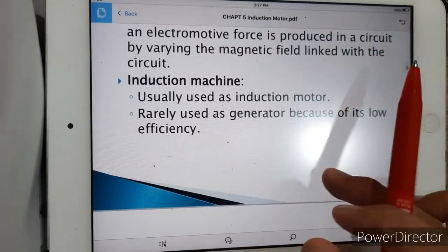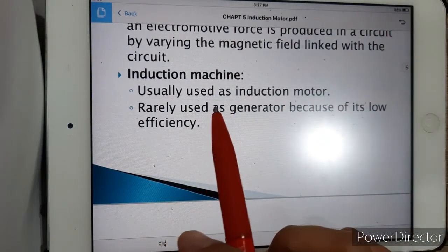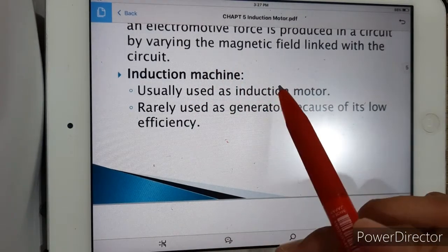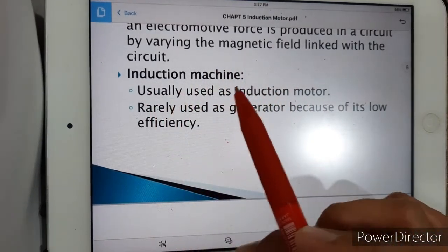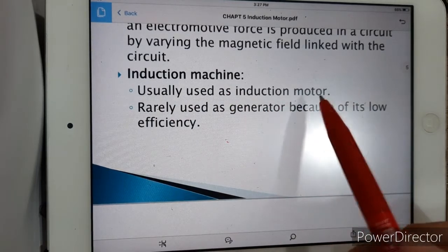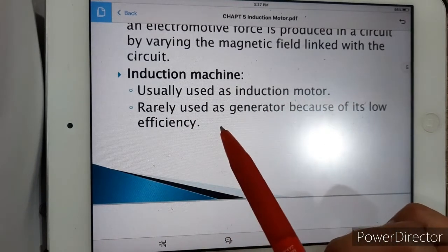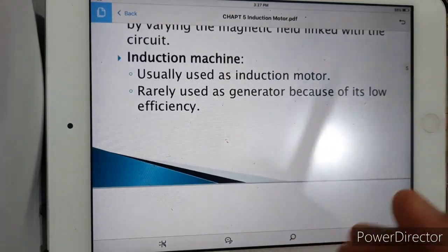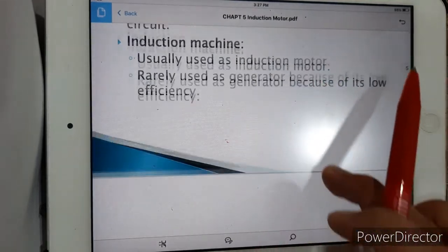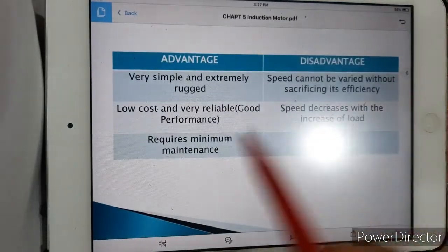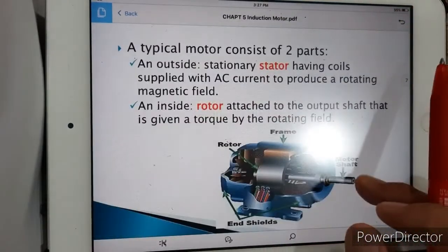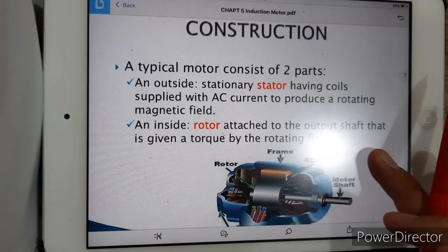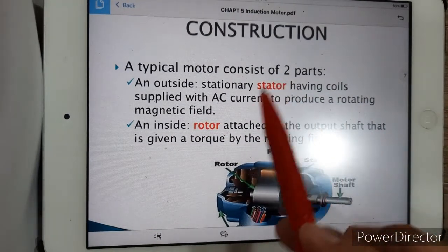Induction machine is usually used as an induction motor. We know that machines include motor and generator, but induction machines are usually used as motors. They are rarely used as generators because of their low efficiency. When we use it as a generator, the efficiency is low. This part you can read by yourself.